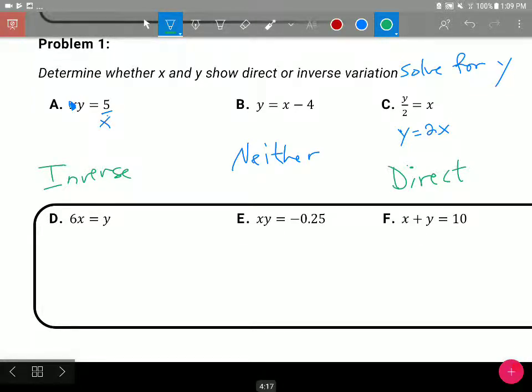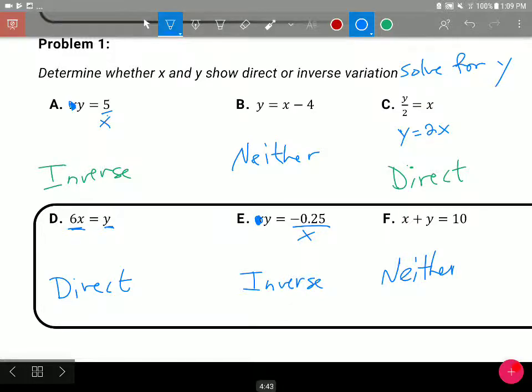Letter D, what kind of variation is that? It's direct. Y is by itself and they're multiplying, so it's direct. E, what is that? Inverse. Basically, if I were to divide by that X and get Y all by itself, I get Y equals a constant divided by X. F, what is that? Neither. That one is neither, because it's not a multiplying, dividing type of relationship. Cool? All right, any questions so far?